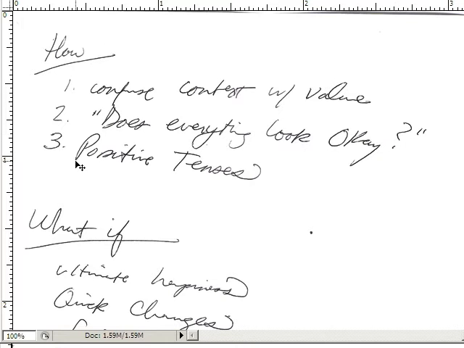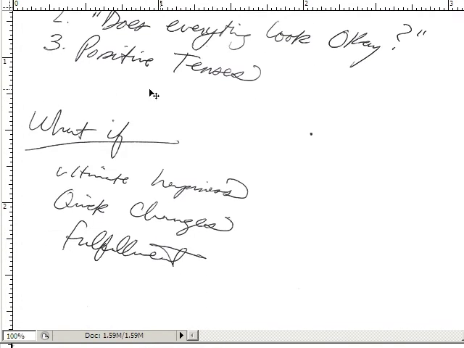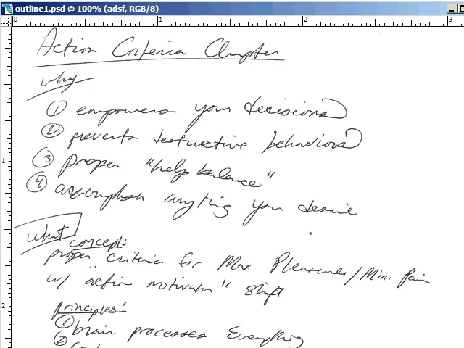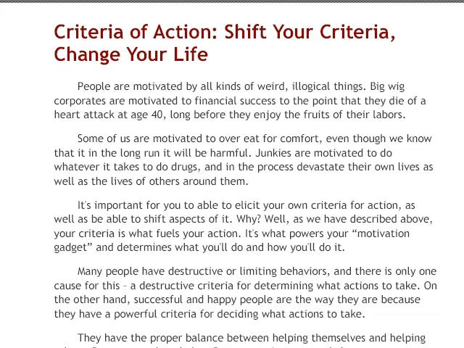To master the skill, positive tenses is the last thing required. And then, what if? What will happen if they master the skill of this chapter? What if? Ultimate happiness, quick changes, fulfillment. So with that in mind, this doesn't really probably make much sense to you now, but it will in a second as I show you how I took this outline, which took me a minute and a half at most to create. I did it right off the top of my head, and fleshed this out into a kick butt chapter. So here we go.